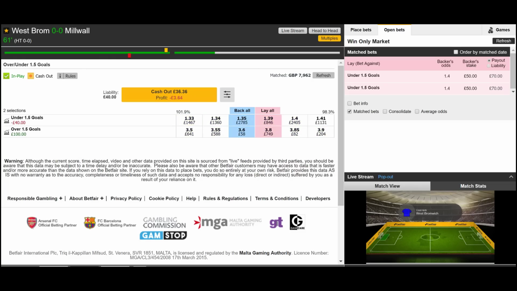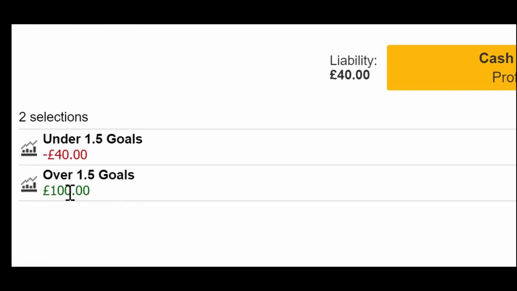0-0, 61 minutes gone. So we just had a goal and West Brom have taken the lead. So we've got one goal, and if you see here, we could cash out now, take £36, which wouldn't be a bad return actually for how long we were in the market on this one. But by using the trailing stop loss, we're going to, with discipline, give ourselves a free shot at winning that full £100.